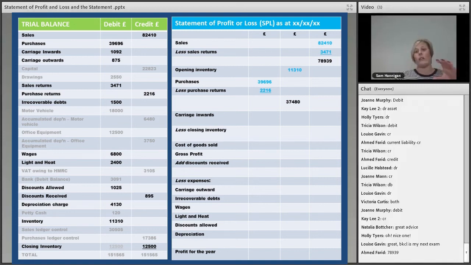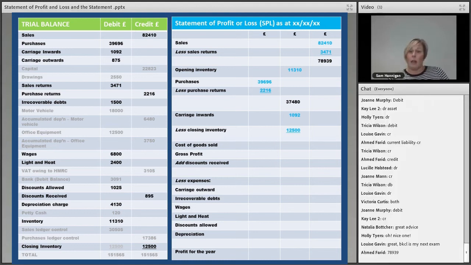Now, these are really good tips because this is how you can get your distinction. So if you can make sure that you put them within the correct headings and the correct section of the P&L, that's where your distinctions are going to come from in your high pass. So your carriage inwards is £1,092.